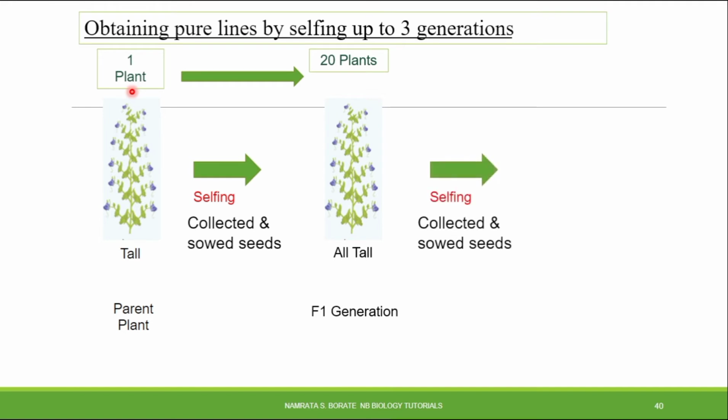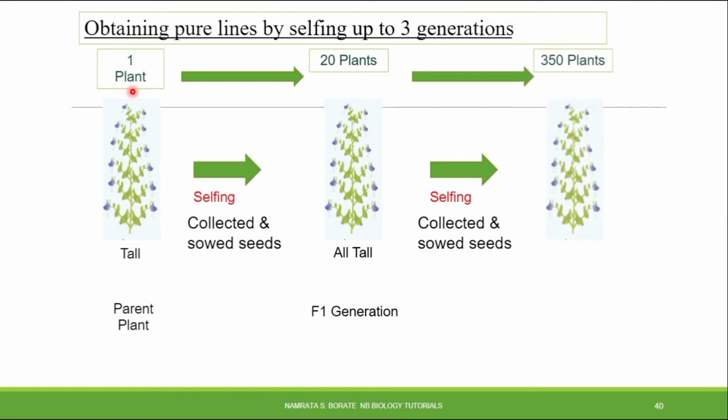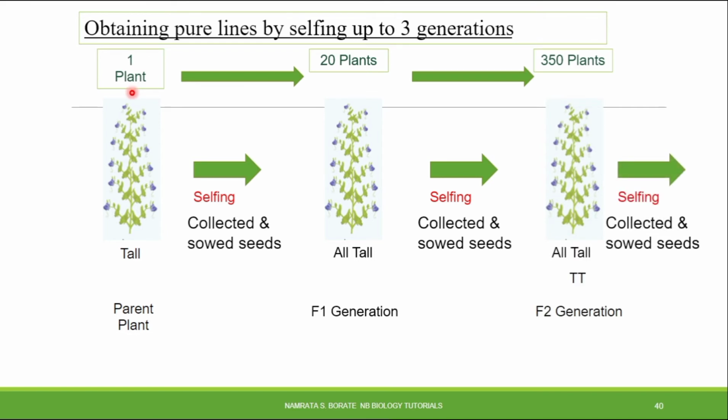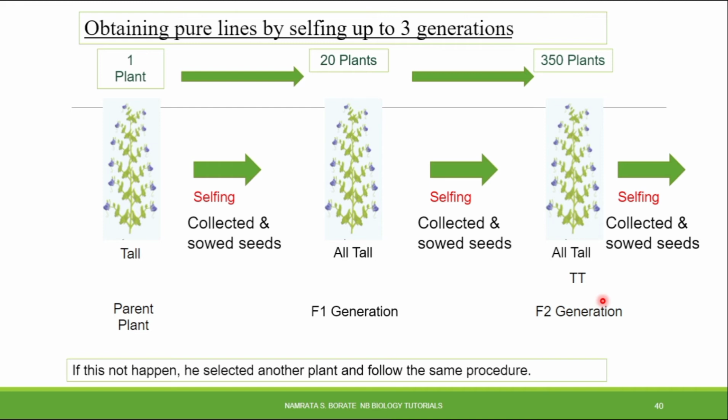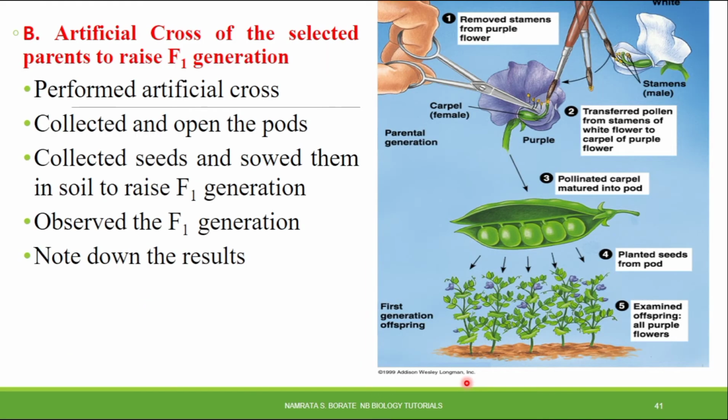Again he collected the seeds and sowed them in the soil. So what happened? There is again development of the flower. Flowers develop the seeds, and all the seeds again produce all tall plants. That is the F2 generation. Again in the third stage, the F3 generation. Means in each and every generation he obtained the pure line varieties. If this does not happen, he selected another plant and followed the same procedure.